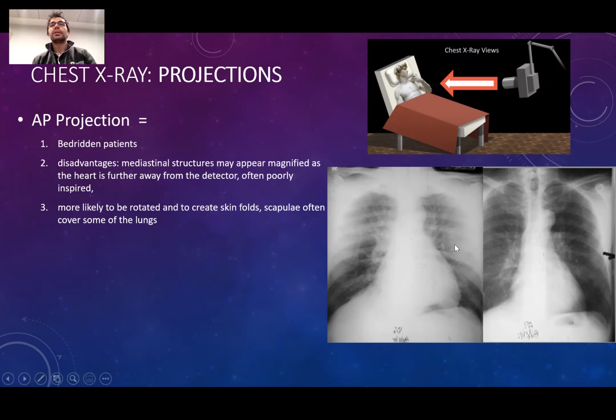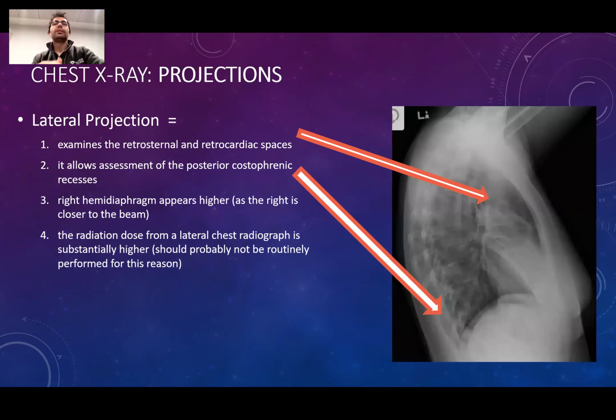So here on the left side there's an AP, and on the right side there's a PA projection of the same patient. So you can see the difference. The scapulas are entering the lung area more, and the heart is bigger. So we are seeing less of the lung tissue here, unfortunately.